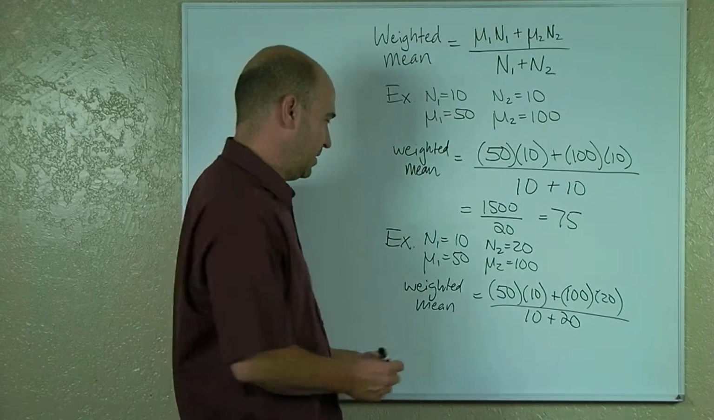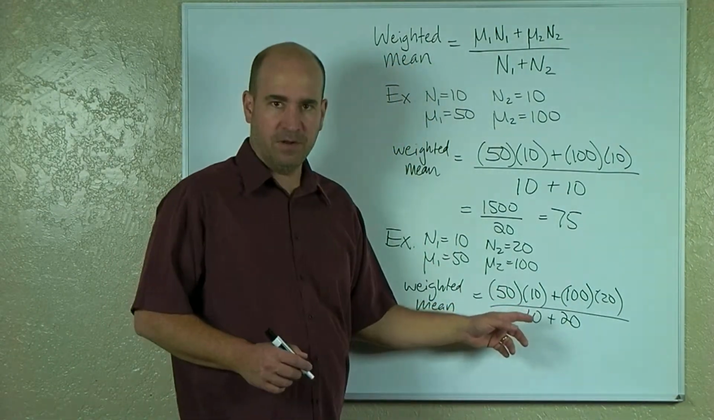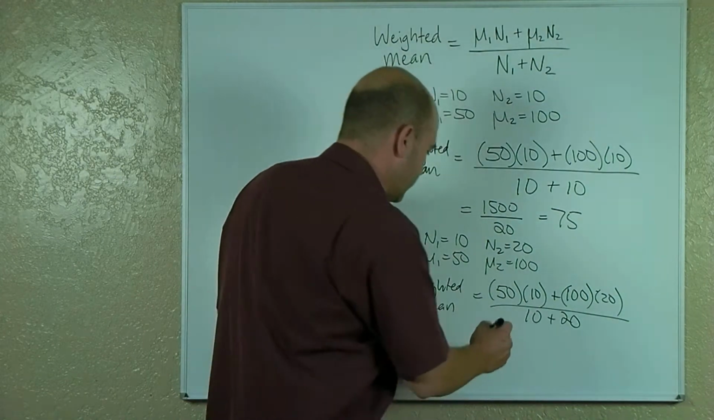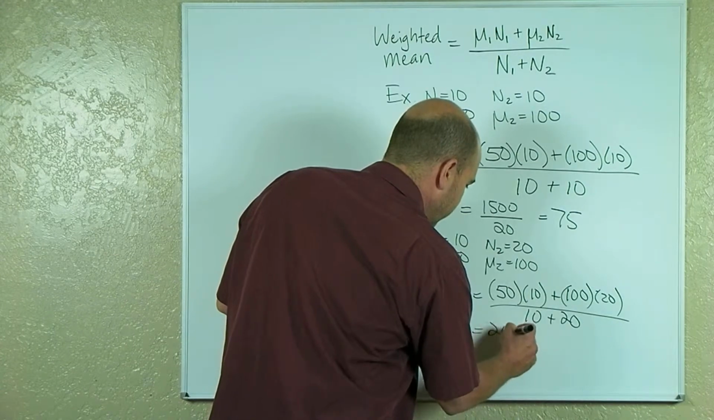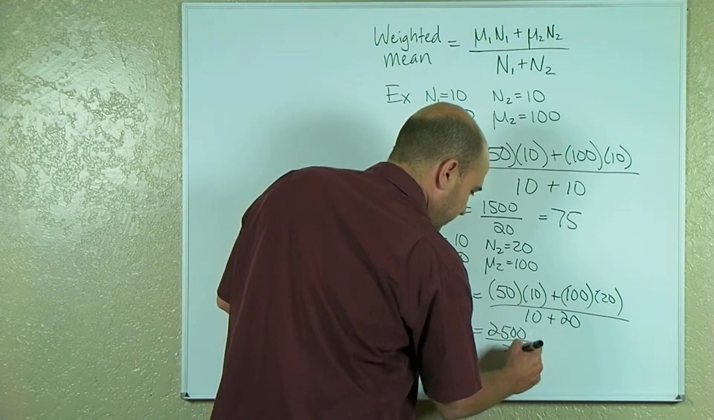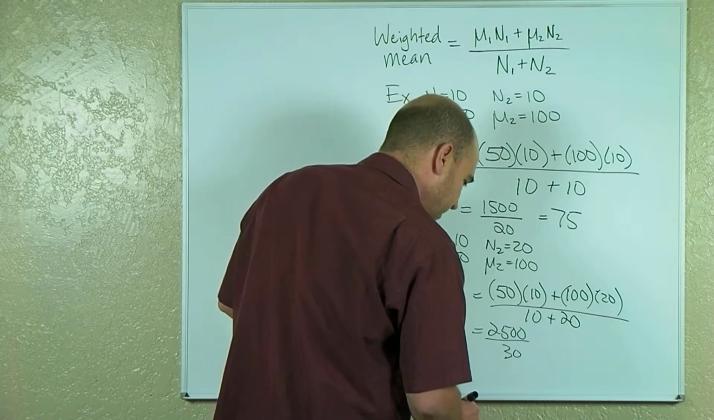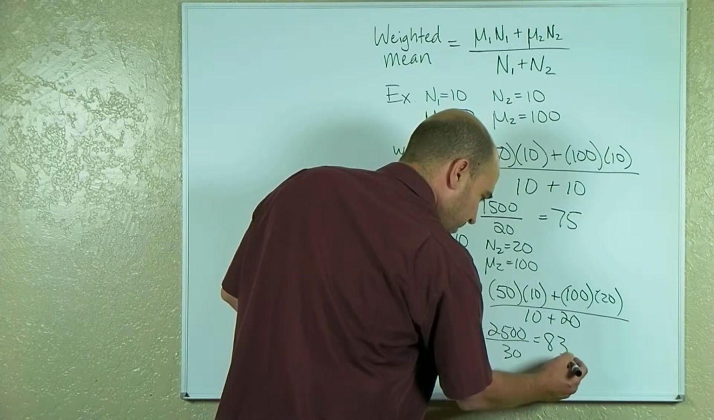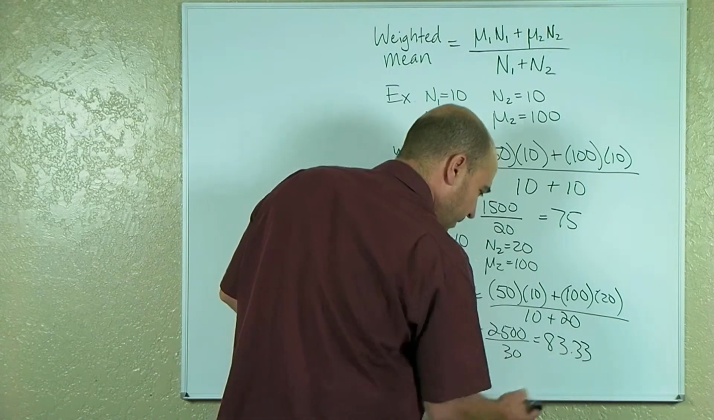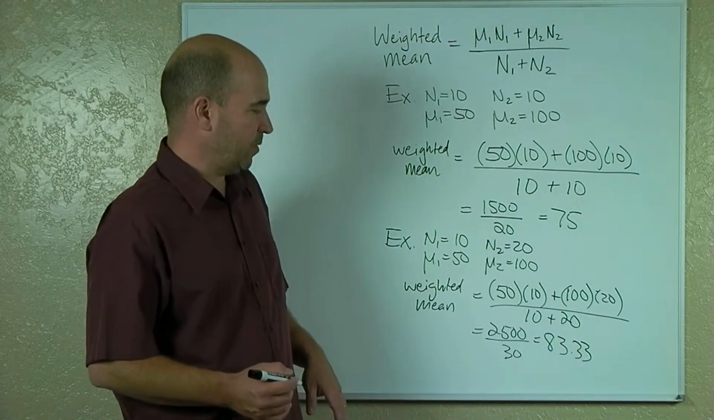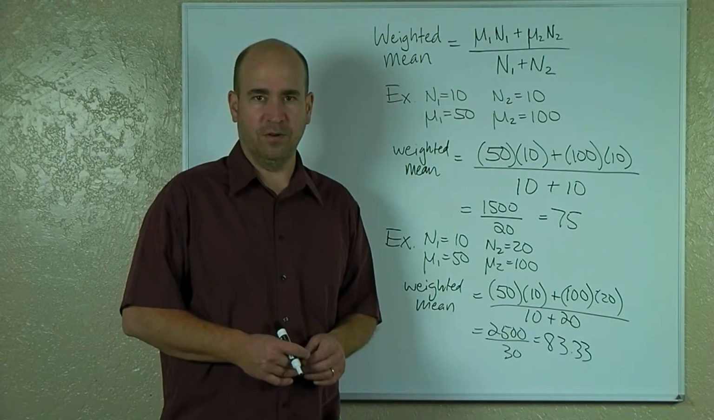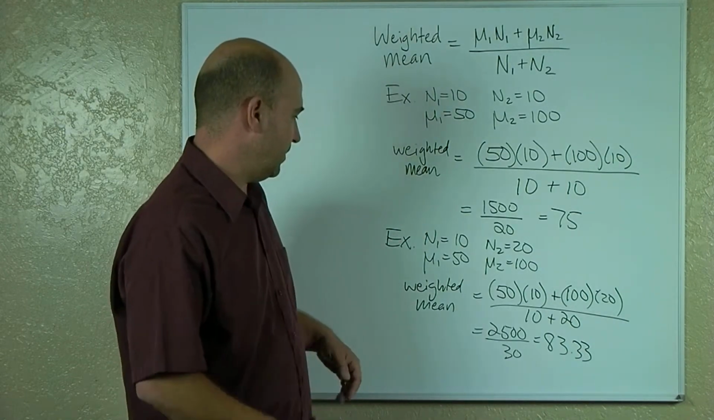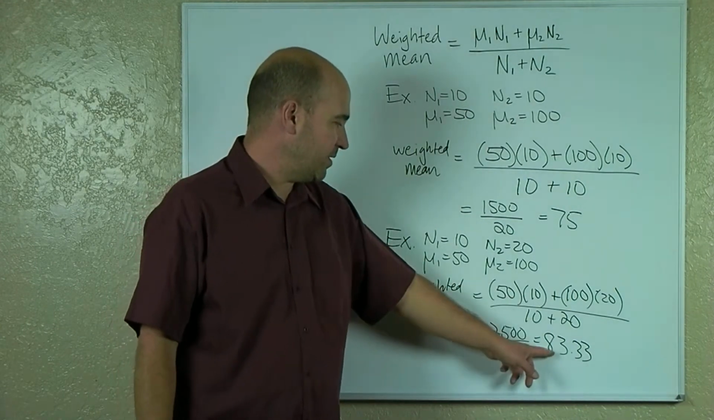So let's see what this gives us here. 50 times 10 is 500, and 100 times 20 is 2,000. So that should be 2,500 over 30, which is going to give us 83.33. And you want to check these values on your calculator on your own. Of course, you don't have to do this in your head, and I don't recommend it because that's how we make mistakes. But check with your calculator on your own and make sure that's correct.